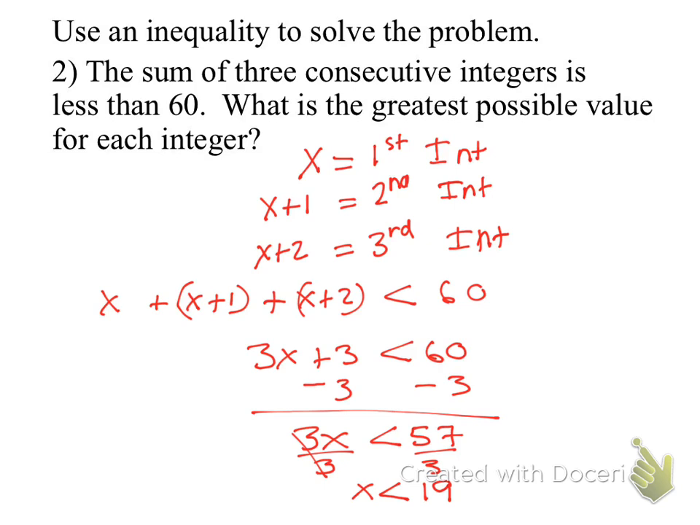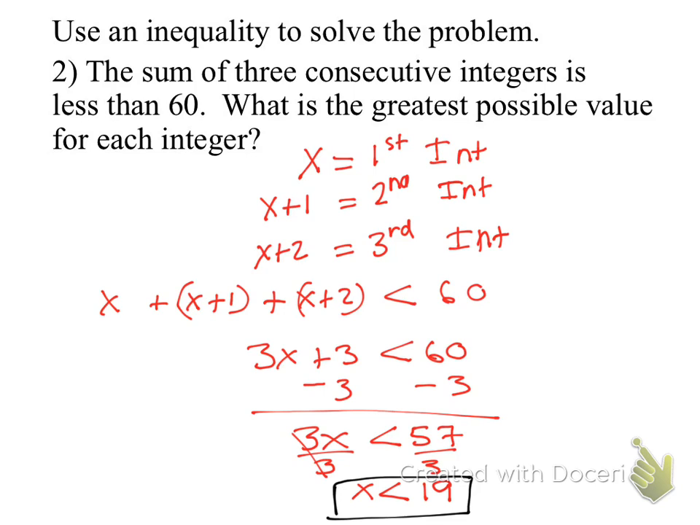Okay, I'm going to ask you to make sense of your endings with inequalities. They're different. Notice the ending. Okay, what does that mean? X is less than 19. Come on, guys. Yes. That the X will be either 18, 17. Right. But we are looking at the greatest possible value for each integer.